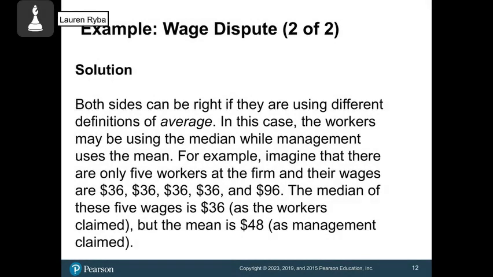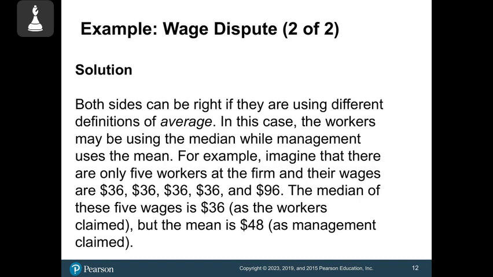So the quick answer is yes, because when you use the word average, you don't know if the group is talking about the mean or the median. So the workers may use the median while the management is using the mean.